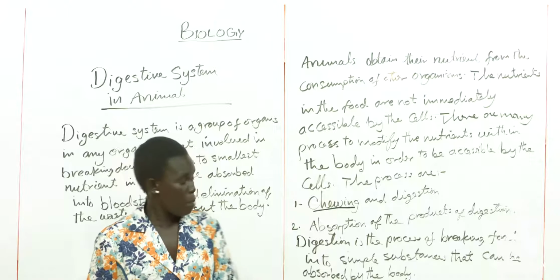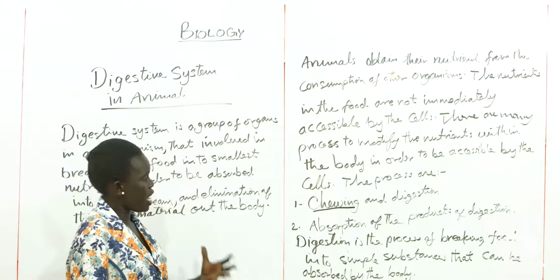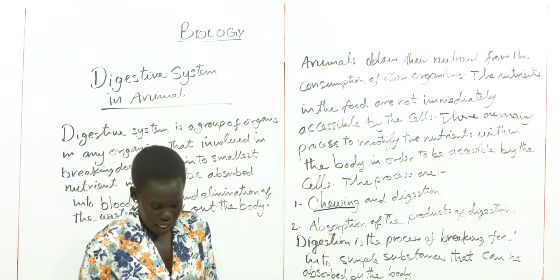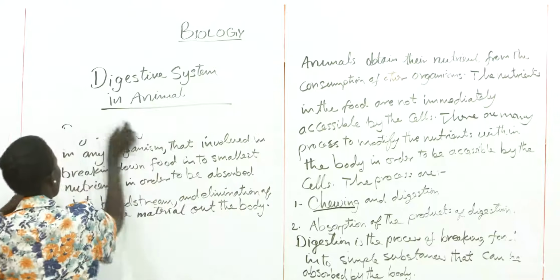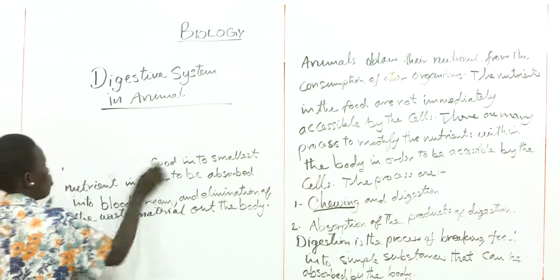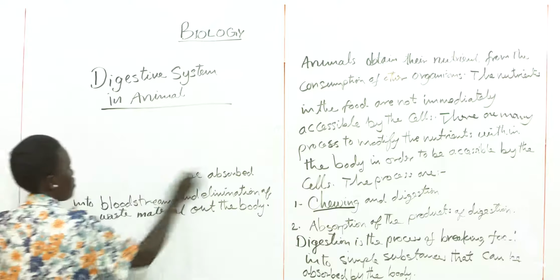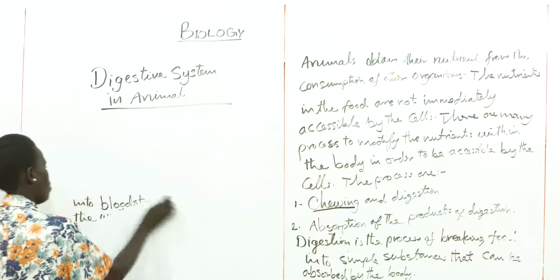Therefore, the purpose of digestion, why do we digest our food? Because it supplies energy to the body. The purpose of digestion is to supply energy to the body of living organism or to the body of animal.